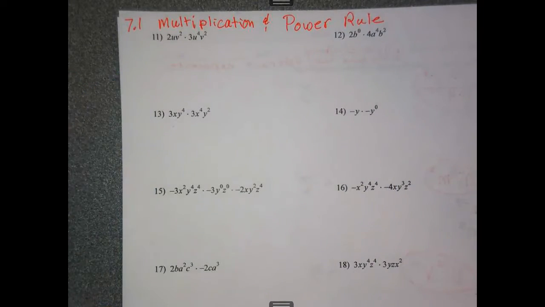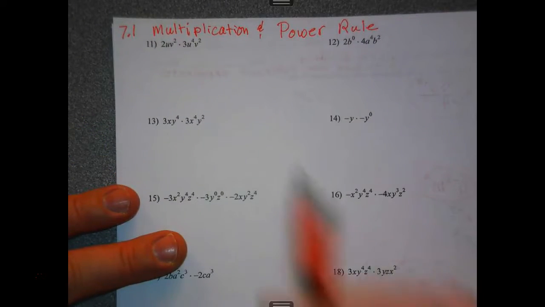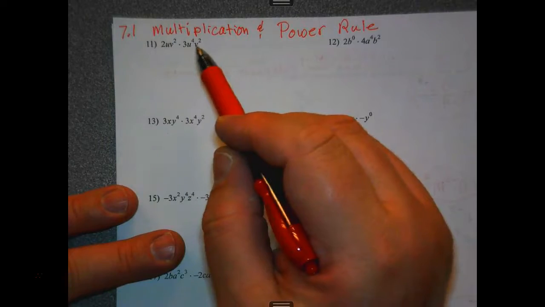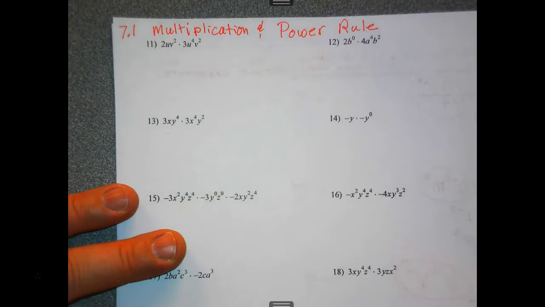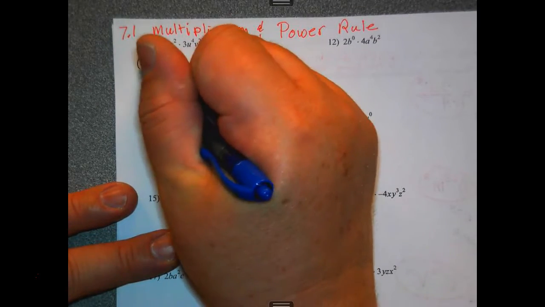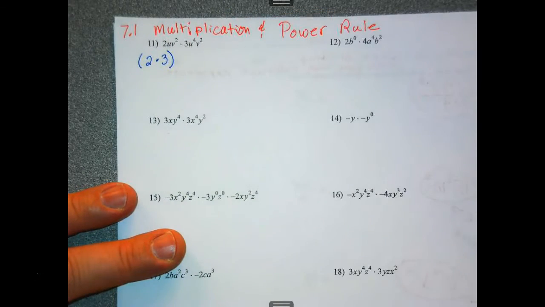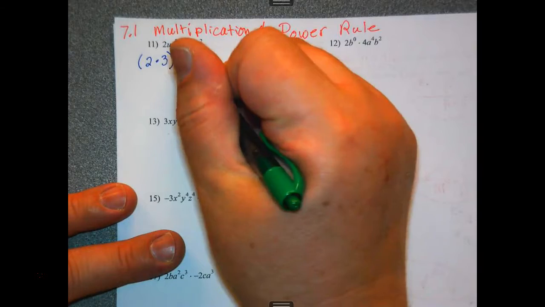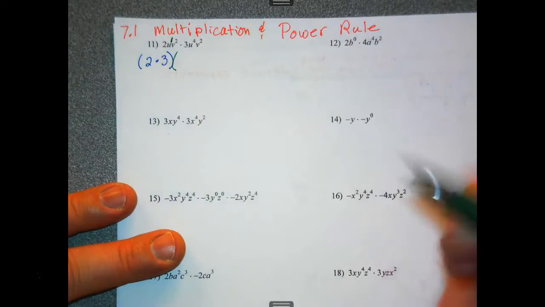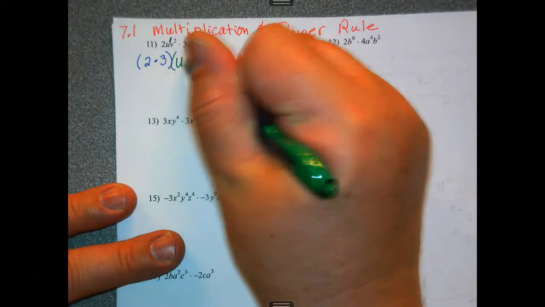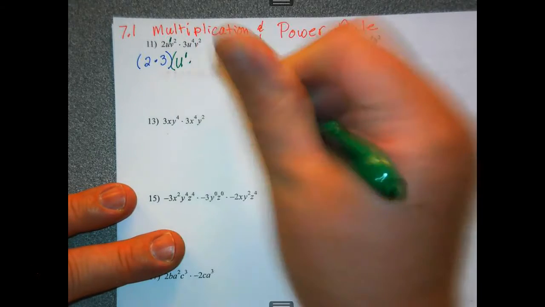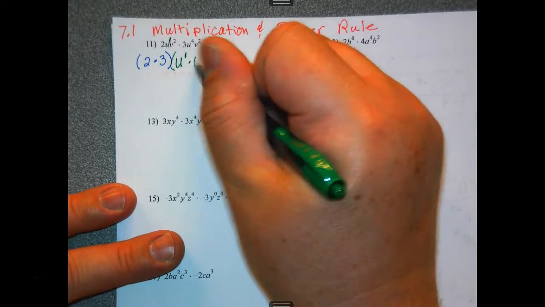Okay, 7.1. Let's see, what do we do with the coefficients? We're going to multiply the coefficients. And then with the variables, again, if there's no exponent there, it's a 1. So I have u to the 1st times u to the 4th.